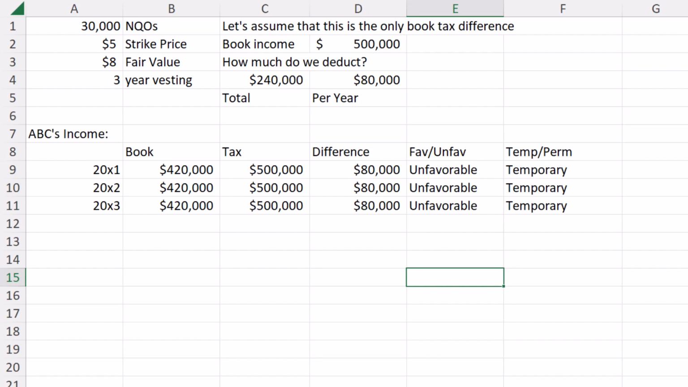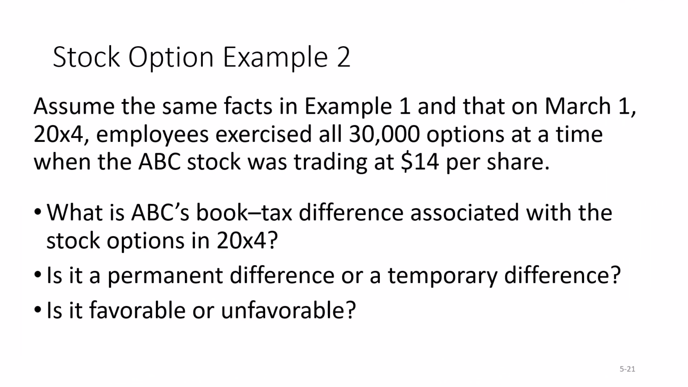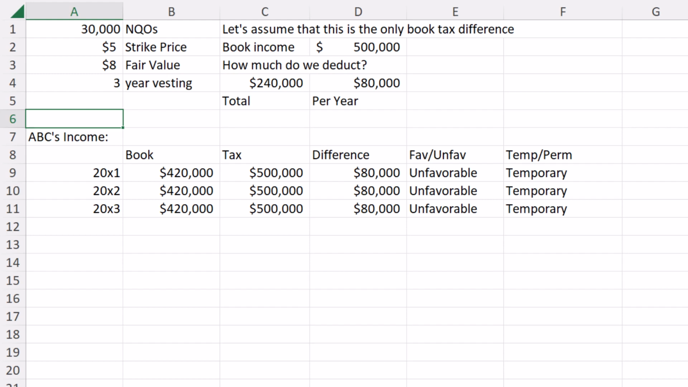Now, going back to the PowerPoint, we have a second example, and that says that on March 1st of the 4th year, employees exercised all 30,000 options at a time when the ABC stock was trading at $14 a share. What is their book tax difference associated with the exercise of those options? Is this permanent or temporary, and is it favorable or unfavorable? So going back to Excel, we are going to add in that there was a $14 price at the time of trading. This is different than the fair value at the time that it was issued.